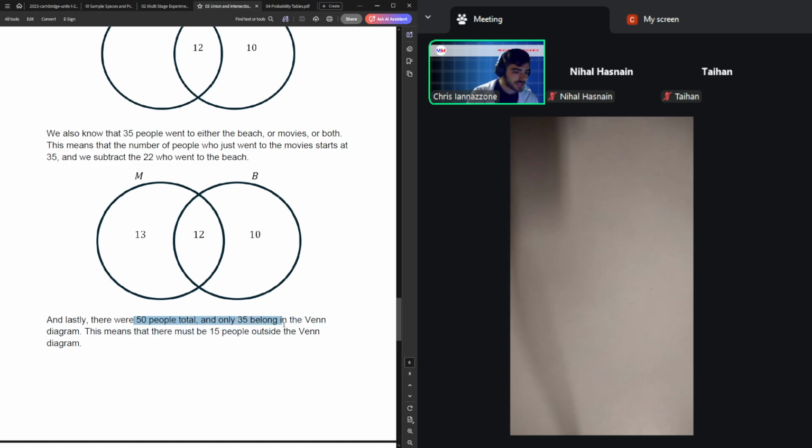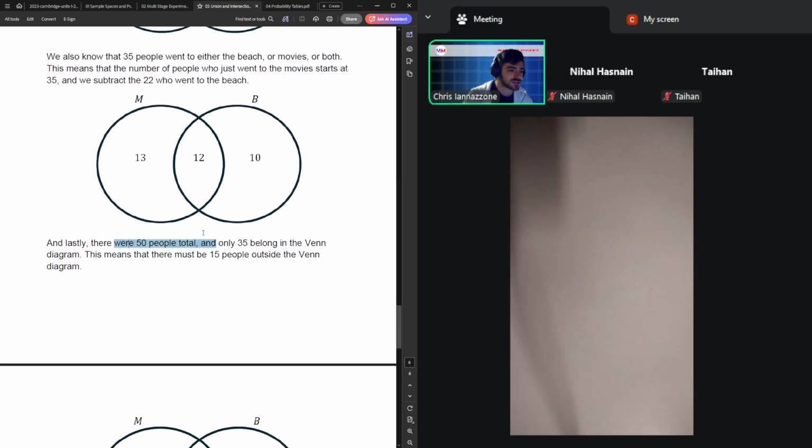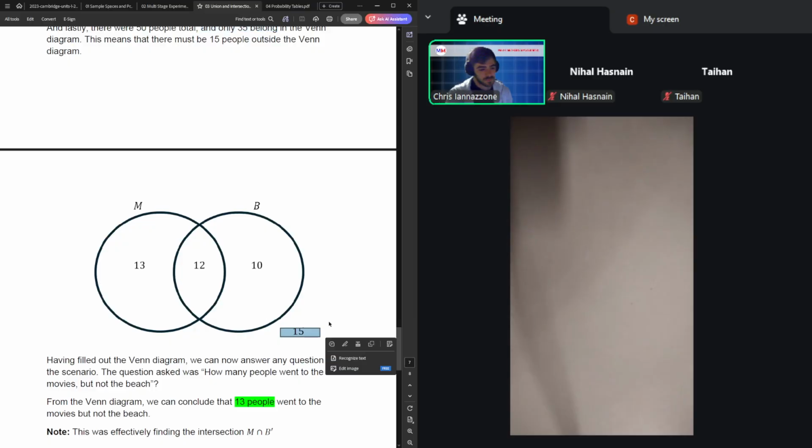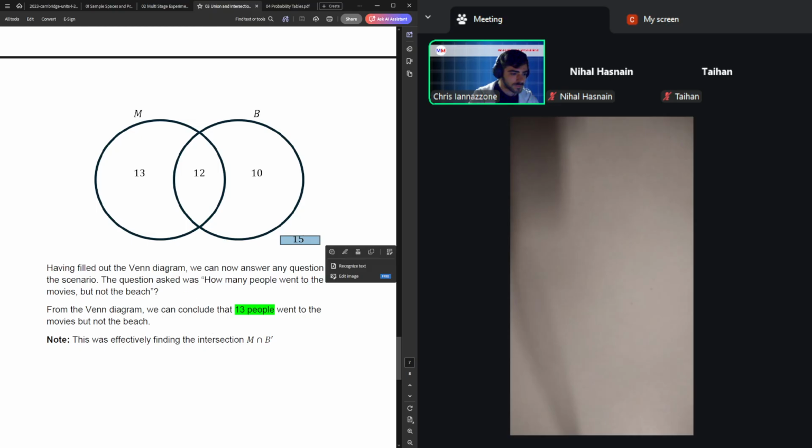Anyway, not forgetting the last little bit, just because you filled this out doesn't necessarily mean you've finished the full Venn diagram. We do have this final thing here, which was 50 people total, but we're going to notice that only 35 are actually in the Venn diagram. So there's going to be a total of 15 that are not actually in, or didn't go to, the movies or the beach. Once we have that, you can answer any question that's being asked.